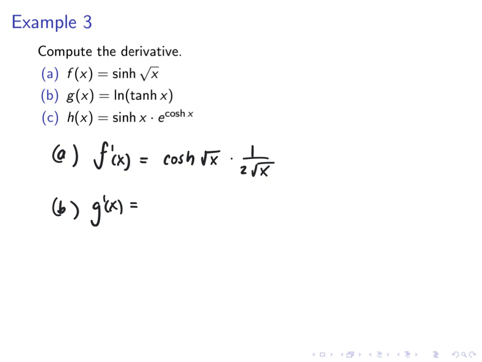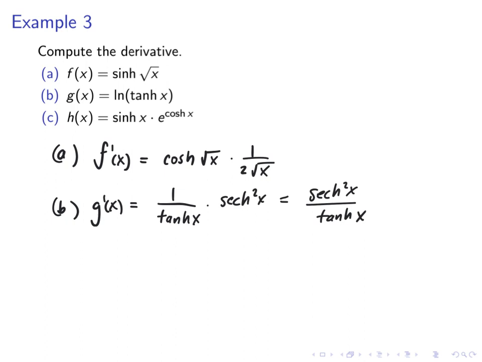So again, the derivative of natural log of x is 1 over x. So you get 1 over tanh x times the derivative of tanh, which is just hyperbolic secant squared. So you get hyperbolic secant squared x over tanh x. And you can probably simplify that, but who cares? It's fine like that. Okay. When I say simplify it, you could break it down into the sinhs and coshs, and then figure out what you get at the end, but it's fine.